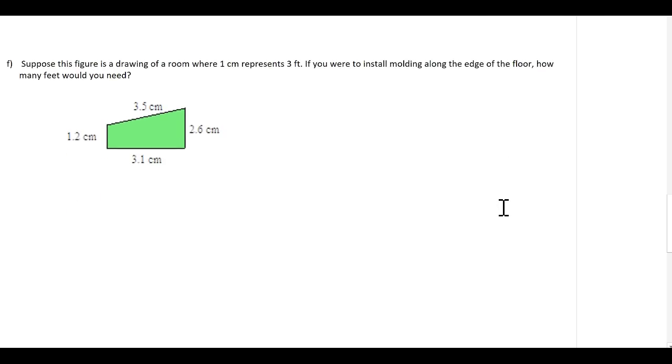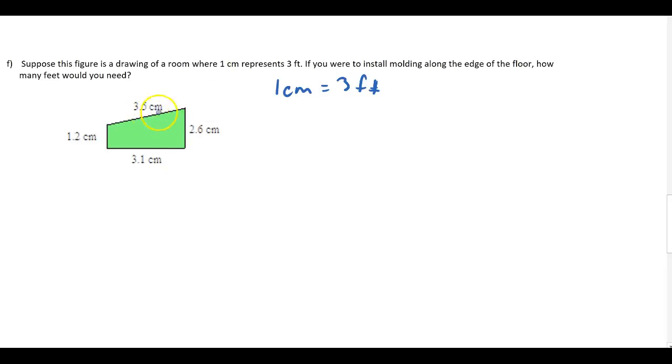Let's look at one more problem. And this one says, suppose this figure is a drawing of a room where 1 centimeter is equal to 3 feet. This is drawing things to scale, okay? If you were going to install molding along the edge of the floor, how many feet would you need? So in other words, we're wanting the perimeter of this thing.